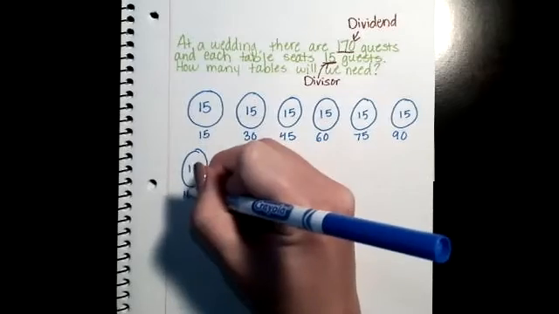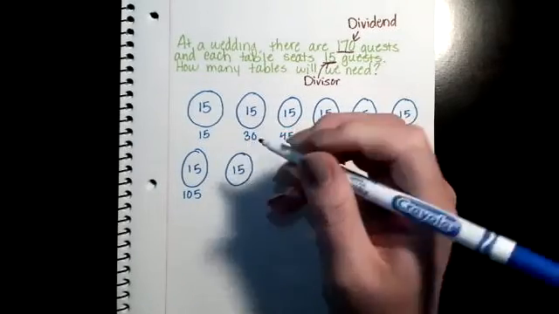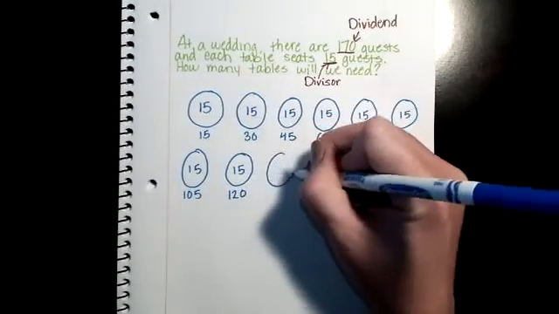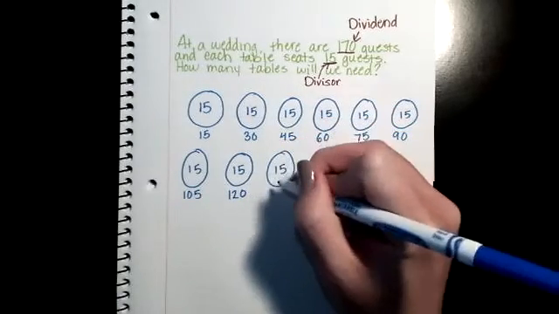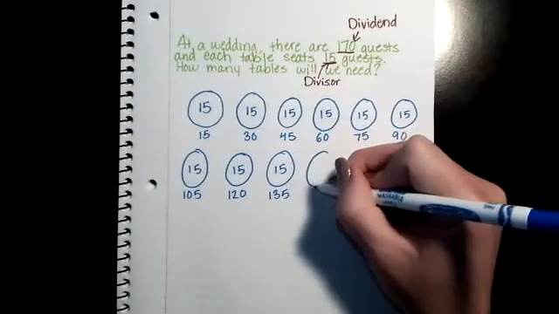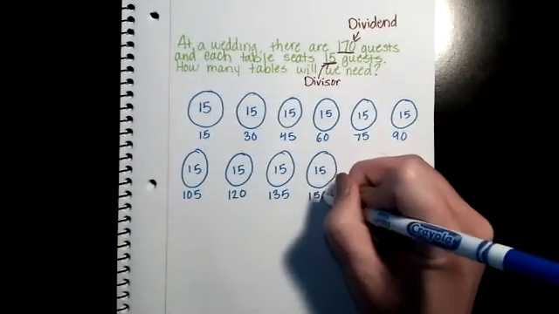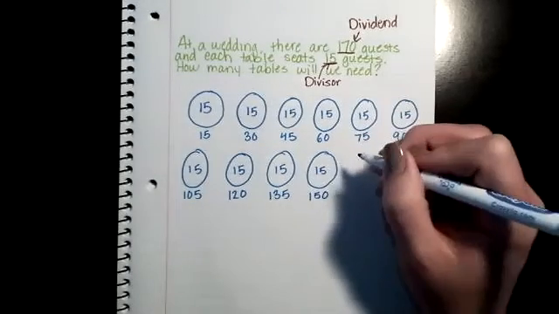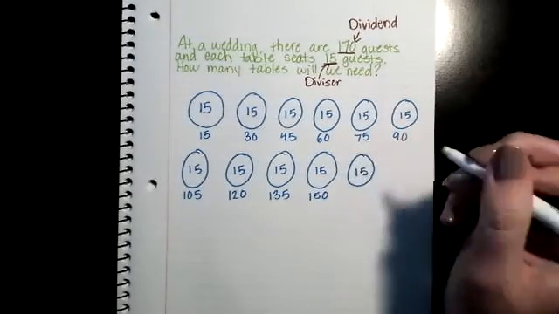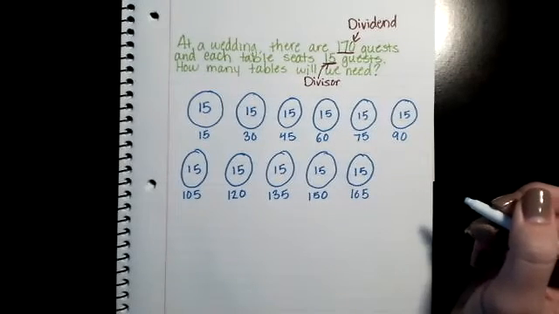Another 15, that's 105. Another 15, that's 120. Another 15, that's 135. Okay, I'm getting closer. Another 15, 150. And another 15, 165. All right, I'm getting close.